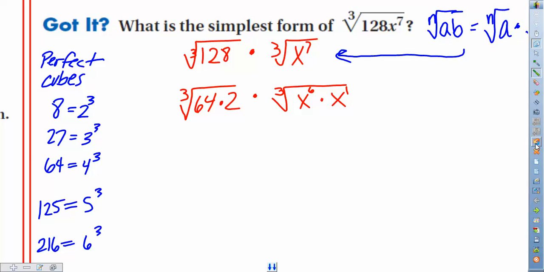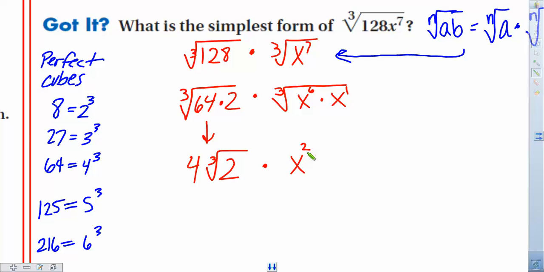So to wrap up this problem, let's now go ahead and take all this apart here. So back over here, we had the cube root of 64 times 2. Let's take the cube root of 64. Wouldn't that be 4? And then we still have that cube root of 2 that's still left over. Keep that multiply sign. The cube root of x to the 6th, just like from the last lesson that we did. That's pretty straightforward. That would be x squared.